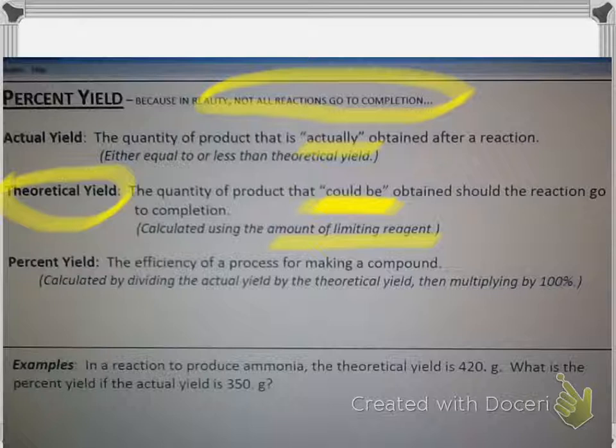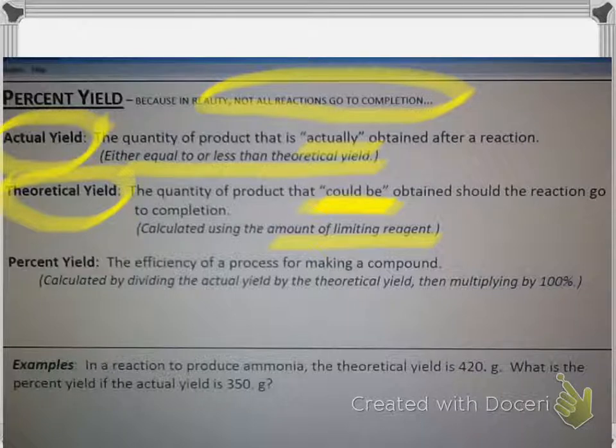So let's say that you calculate on paper with all your limiting reagents and everything that you're going to make 50 grams of product. On paper, that's your theoretical yield. When you go to actually run the reaction in the lab, you might get 40 grams of product instead of 50. So the actual amount that you recover in the lab is your actual yield. It's usually equal to or lower than your theoretical yield.